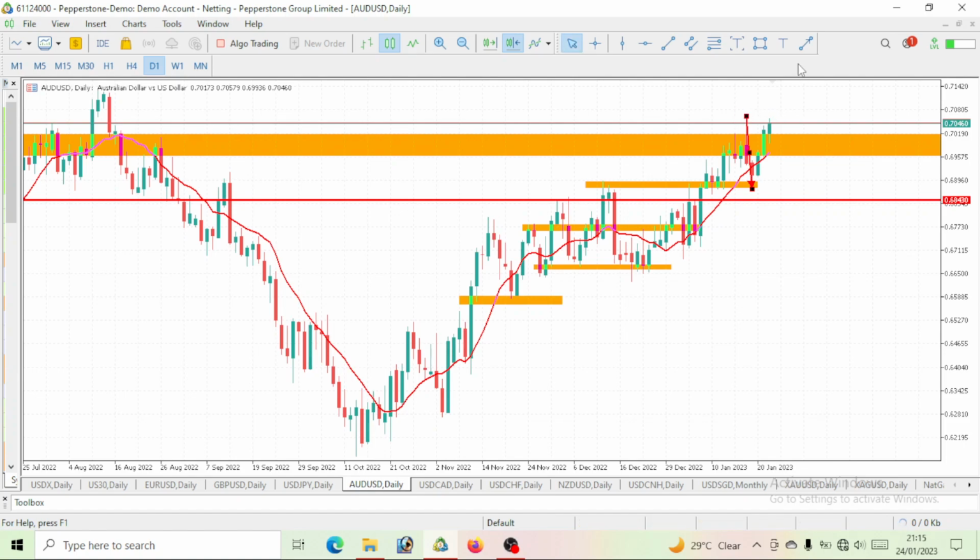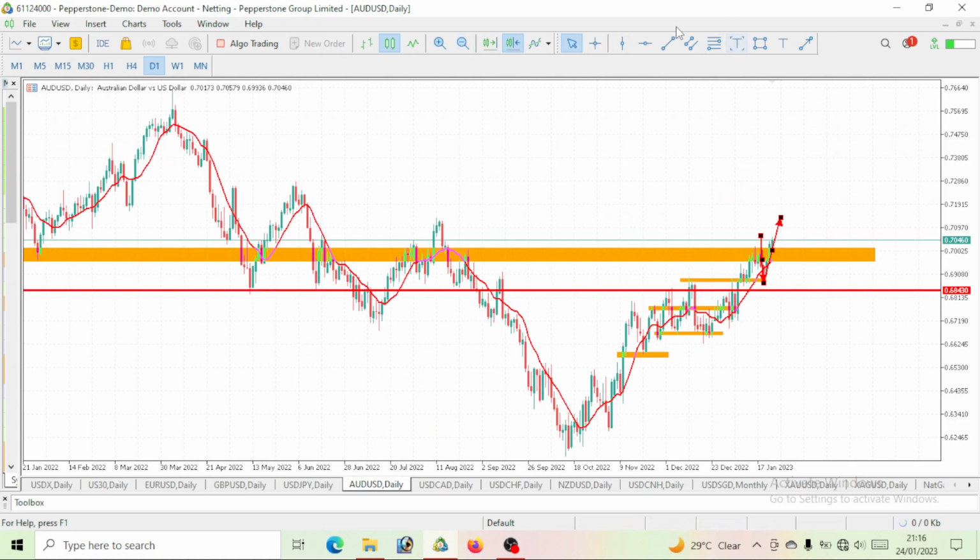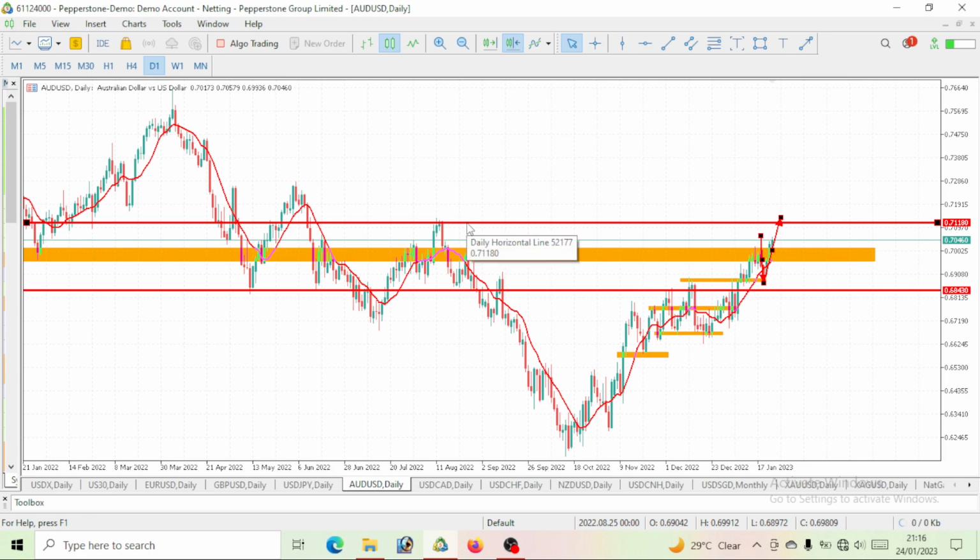This is the pullback, right? And now price is actually making a new high. So I believe this new high will be broken for tomorrow. So this is the level that I'll be watching out for. This level of 0.71180. So let's at least watch out for that level.